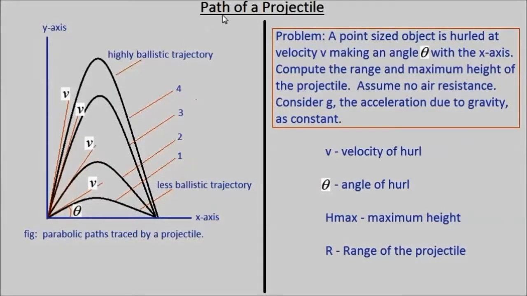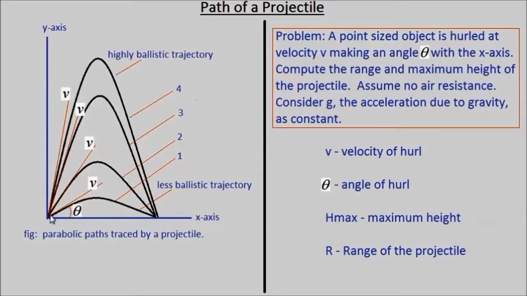Let's look at the path taken by a projectile. The problem is, a point-sized object is hurled at velocity v, making an angle theta with the x-axis. Compute the range and the maximum height of the projectile. Assume no air resistance and consider g, the acceleration due to gravity, as constant.